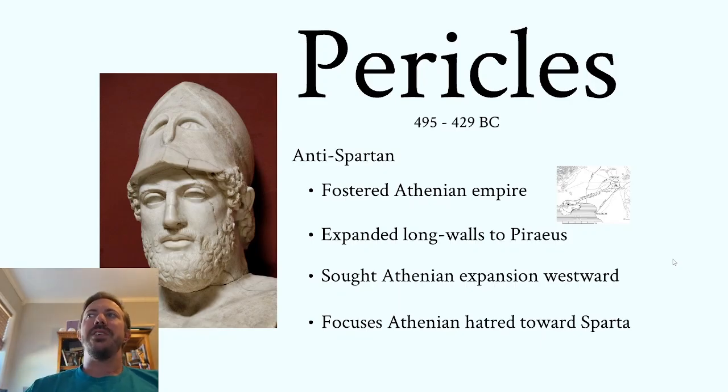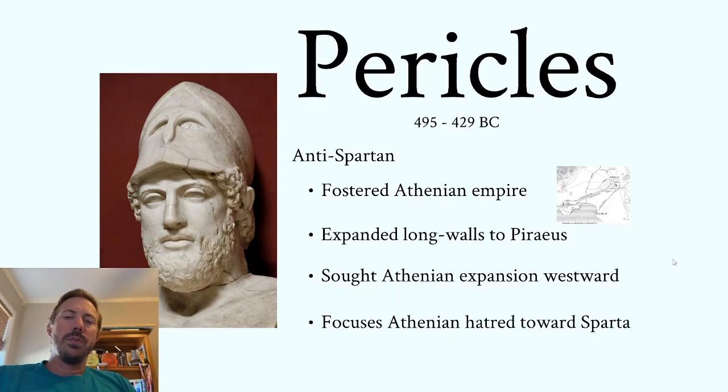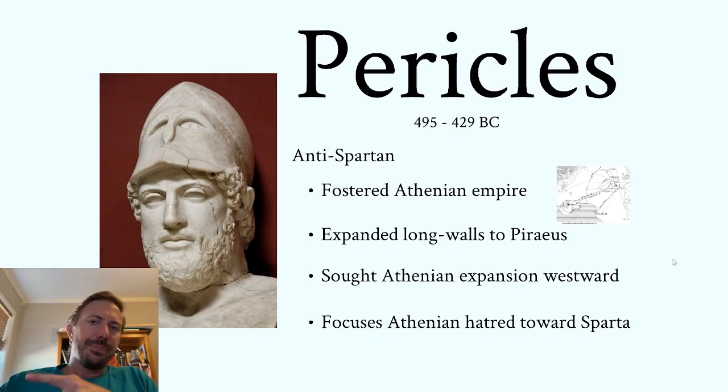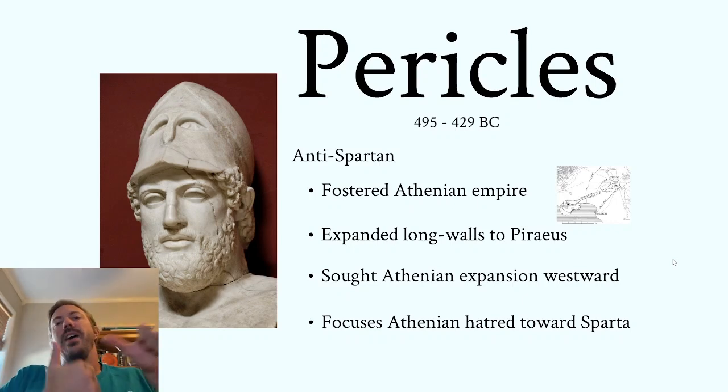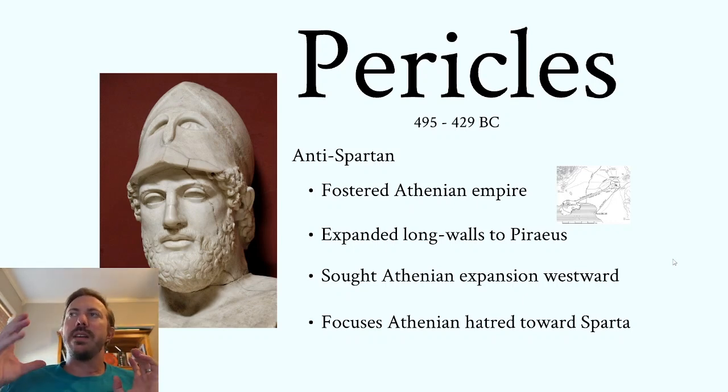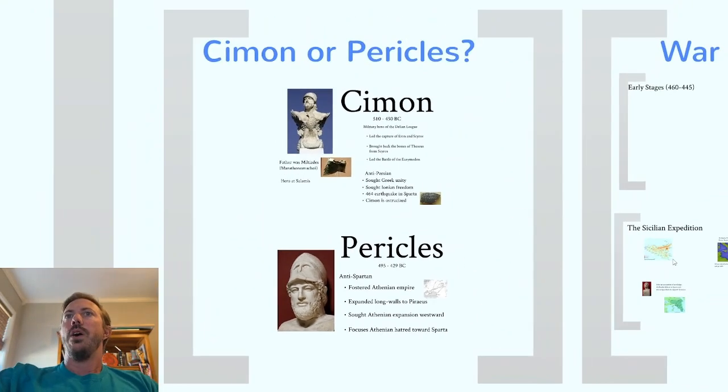Pericles focuses Athenian hatred toward Sparta. So Cimon, who was pro-Spartan, anti-Persian, wanted to make peace in Greece and take the war that way to Persia. Pericles comes in and he wants to beat up on Sparta. Okie dokie. So, first Cimon, then Pericles is the real answer to that question.